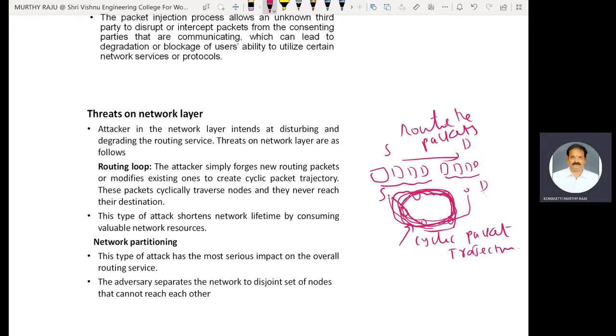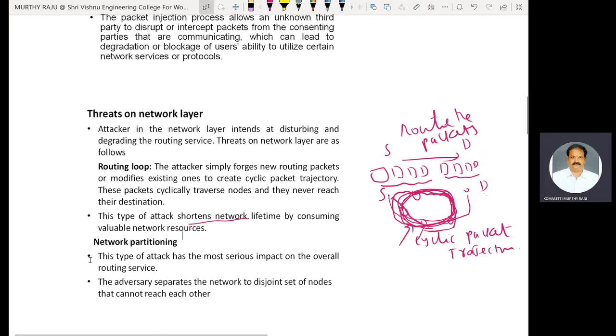This type of attack shortens network lifetime by consuming valuable network resources. In that path, so many nodes are there. These nodes waste their energy forwarding these packets from one node to another, to neighbor nodes. Therefore, it shortens network lifetime. These nodes consume more energy for sending the packets to neighbor nodes. Their energy is wasted. Finally, these nodes are in a dead condition, shortening the network lifetime.